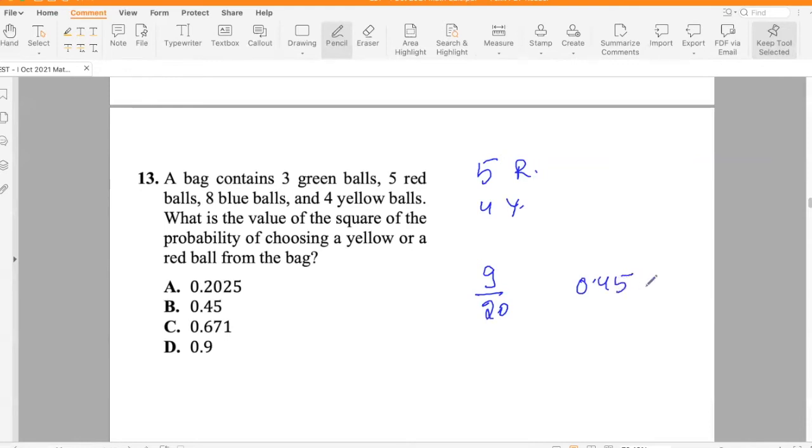And we have to give the square of this. So 0.45 square, let's plug that in. So that's 0.2025, option A.